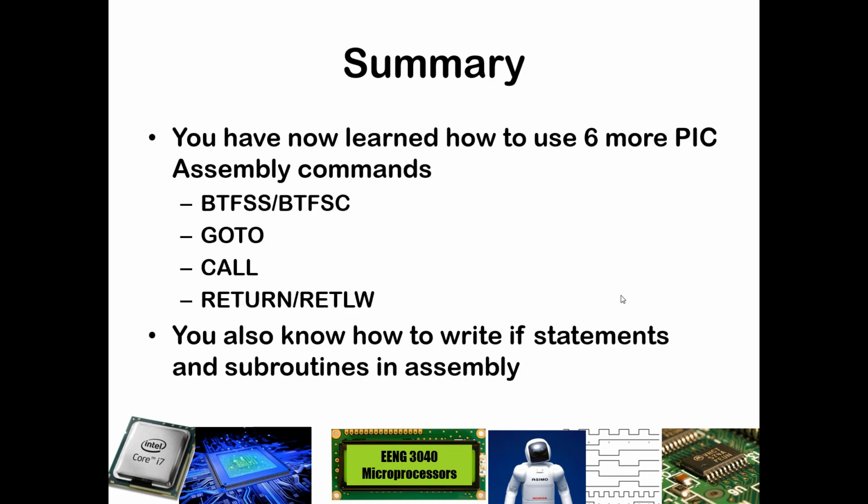So in summary, up to this point in the course, you've learned how to do 6 more PIC assembly commands. We've done bit test F, skipping if set, and bit test F, skipping if clear. We've talked about the goto command. We've learned about the call and 2 different types of returns. We've had regular return that puts nothing into the W register, and RETLW, which puts a specific literal value into the W register that you can use later. And you also, at this point, know how to write if statements and subroutines in assembly.